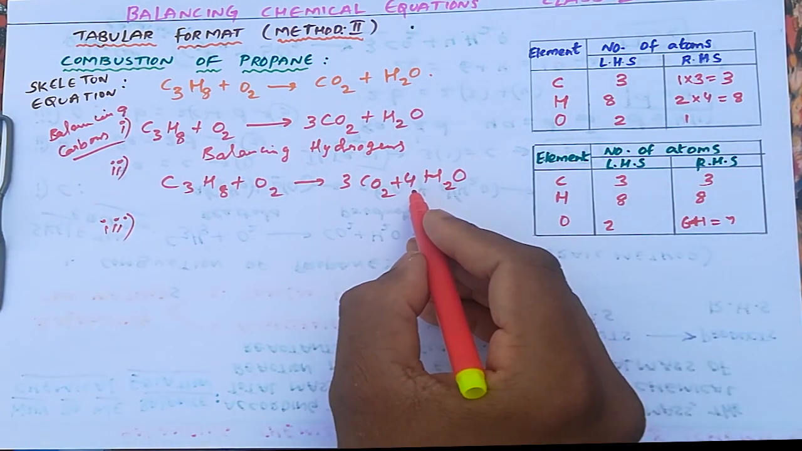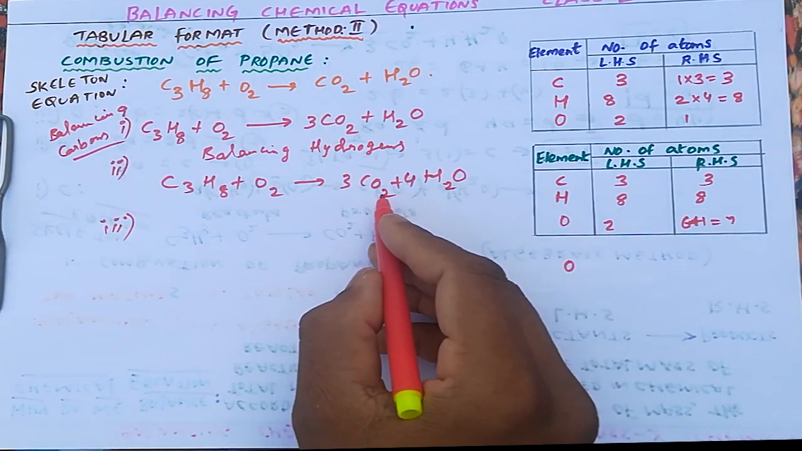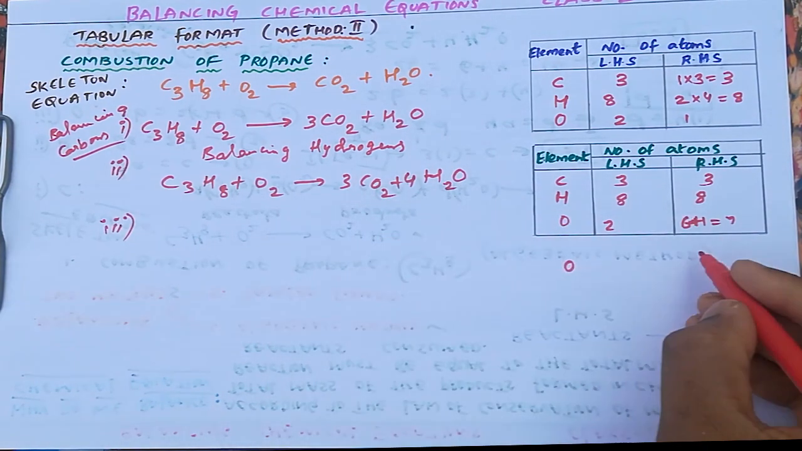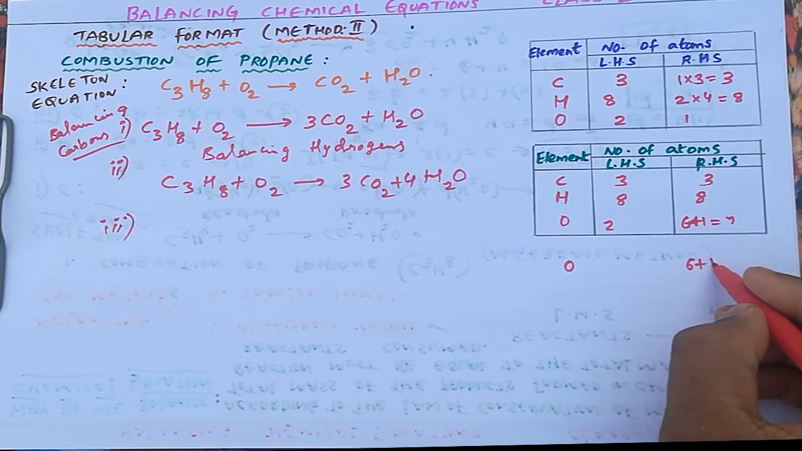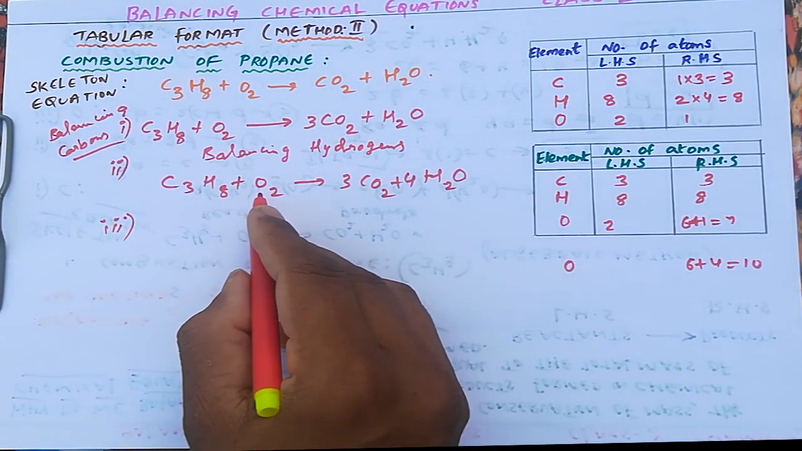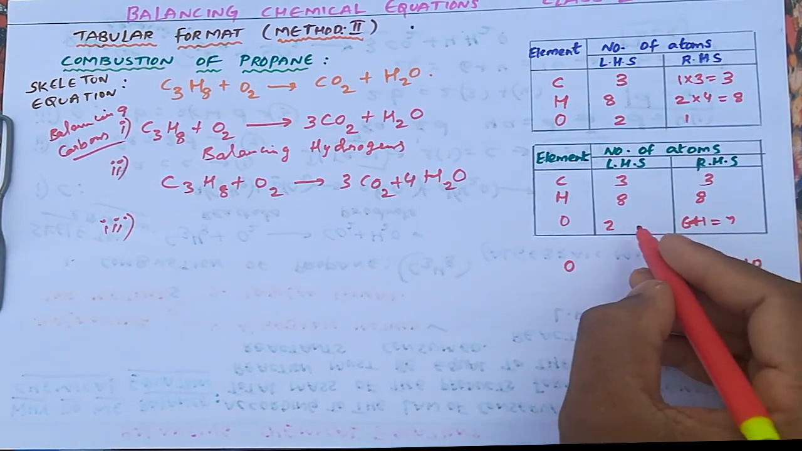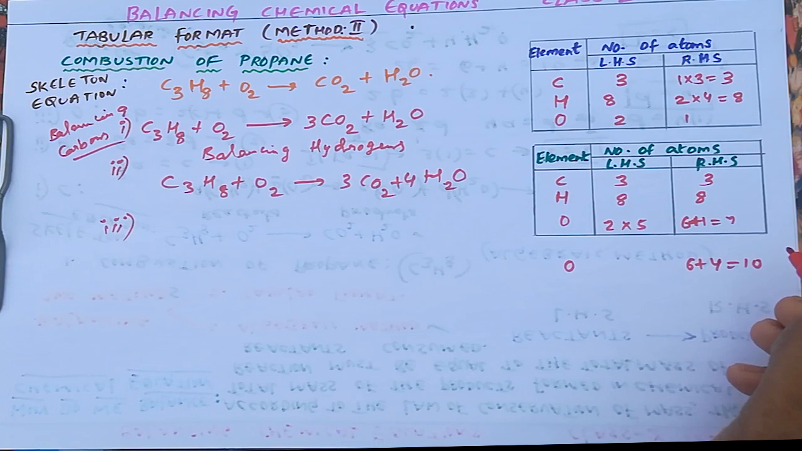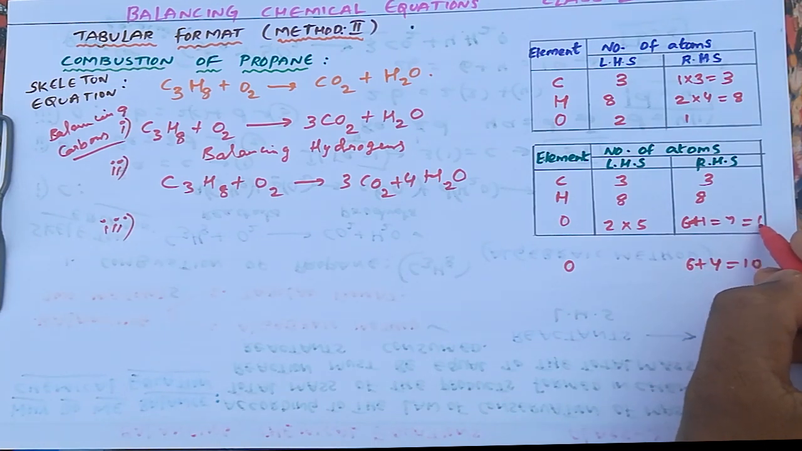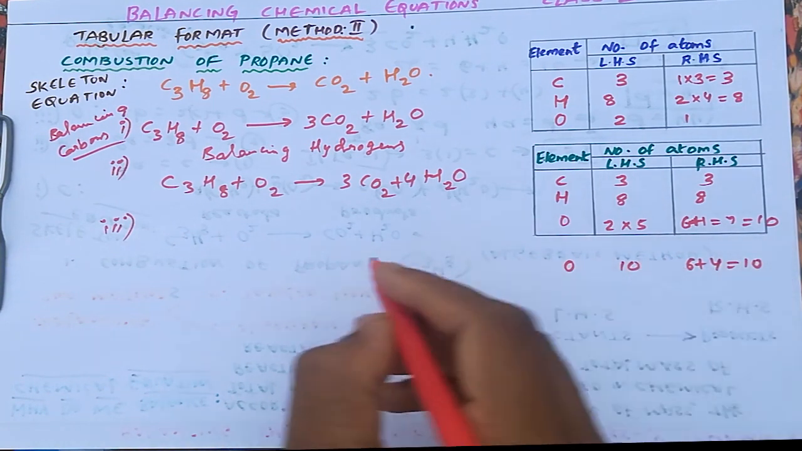Now the main thing left is oxygens. After writing 4 here, the oxygens in the RHS are 4 and 3 to the 6. So 6 plus 4, that is 10. But in the LHS we have only 2 here. So what number do we multiply to get 10? That is 5. Then this will become 10. This is 10 and this is also 10.